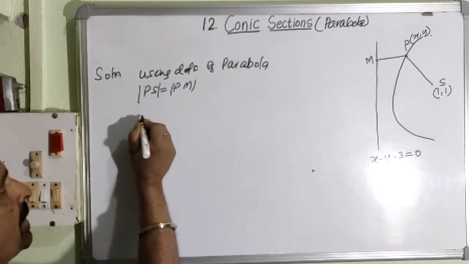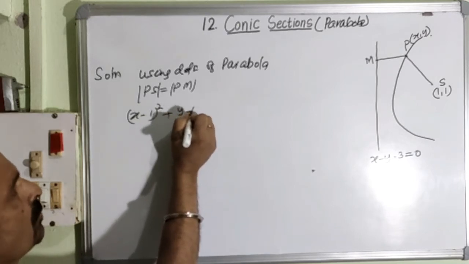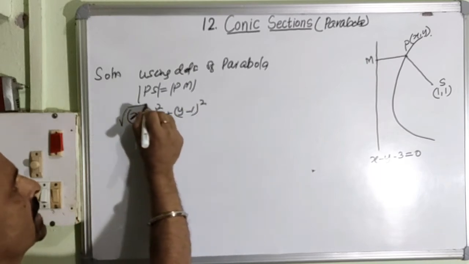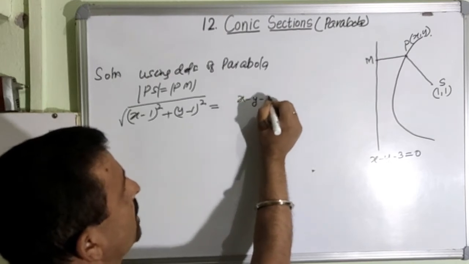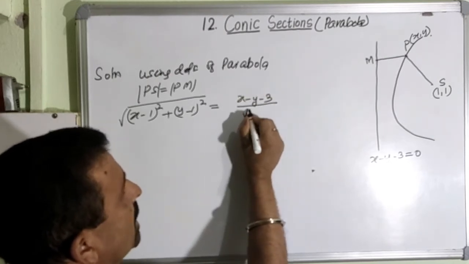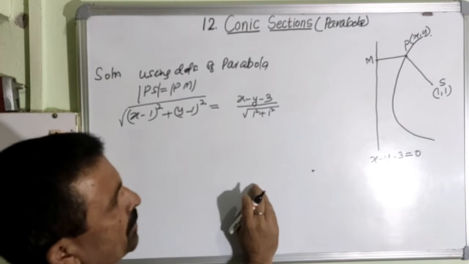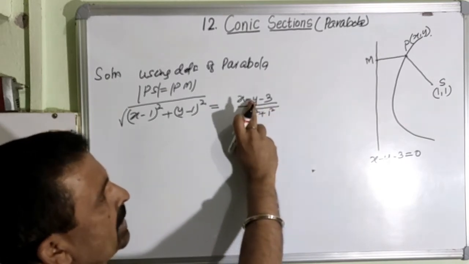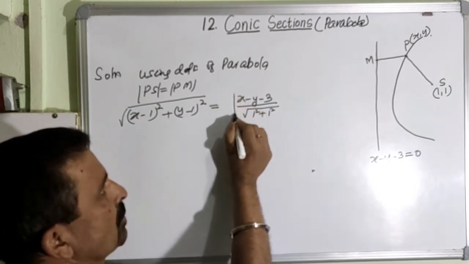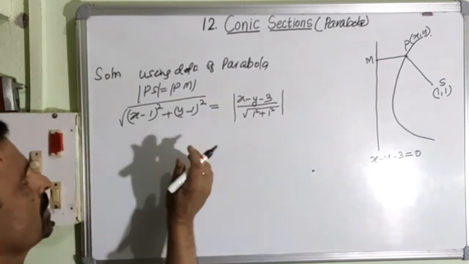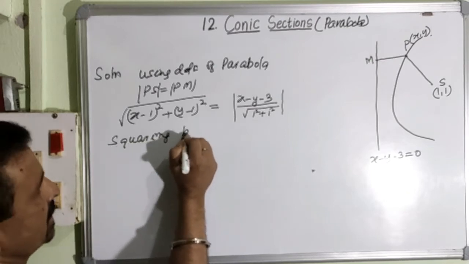Now, PS can be calculated as square root of (x minus 1) whole square plus (y minus 1) whole square. And then PM we can write as mod of (x minus y minus 3) over the square root of 1 square plus 1 square. The coefficient of y also I am writing as plus 1. This is because we are squaring it, so even if the coefficient of y is negative, it will turn into positive. That is why I am writing this as positive. So don't be confused. Now next step is squaring both the sides.